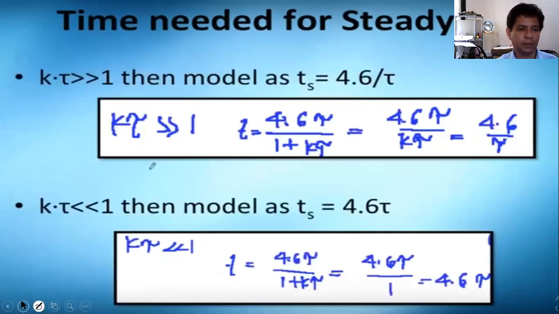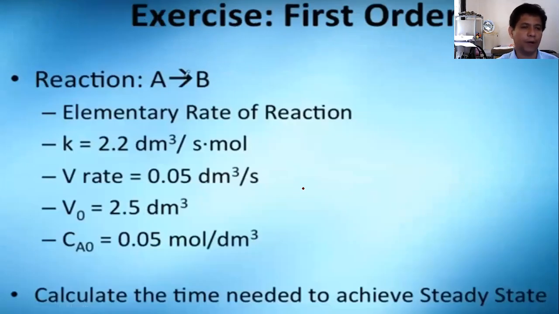Okay, so let's try to solve a sample problem. Consider this reaction A to B. This is an elementary reaction. So the consequence is that r sub A is equal to K CA, so this is a first order reaction. So we can use our equation to solve this problem. K is equal to 2.2, and probably the unit here is per second.